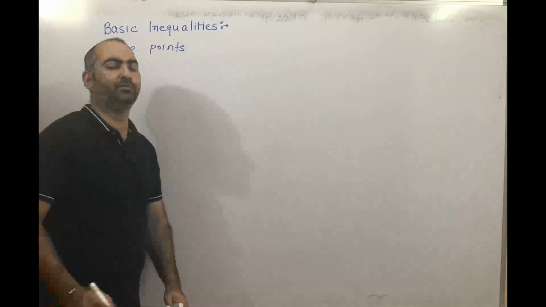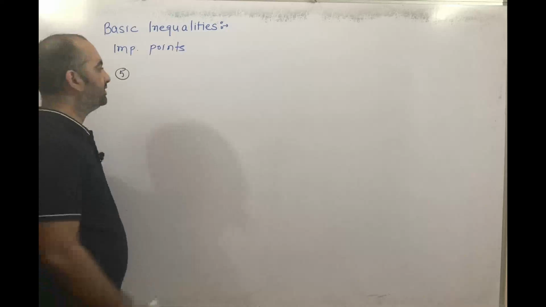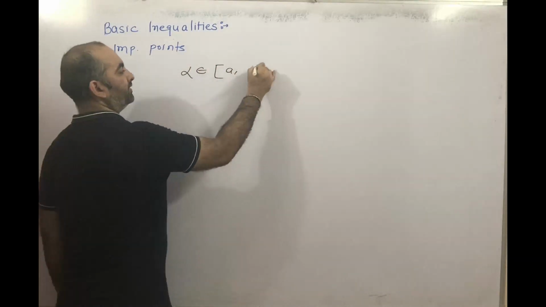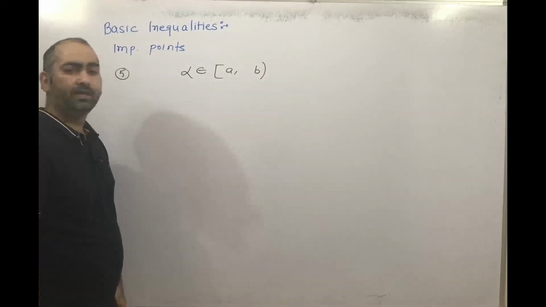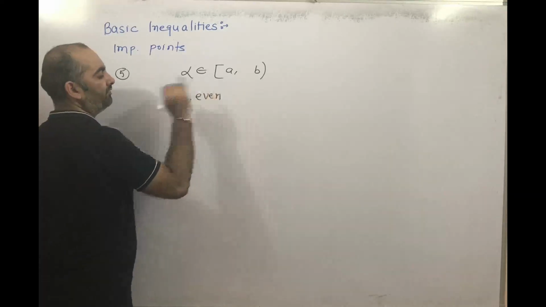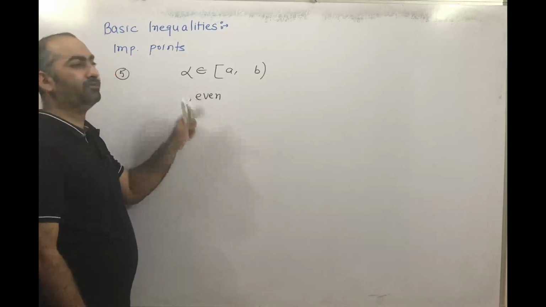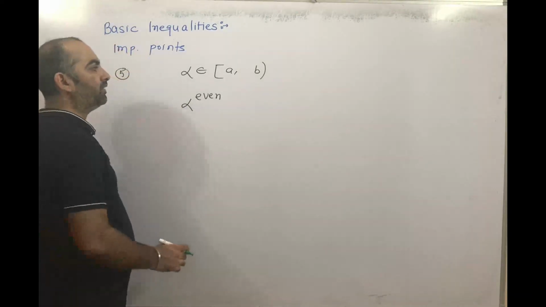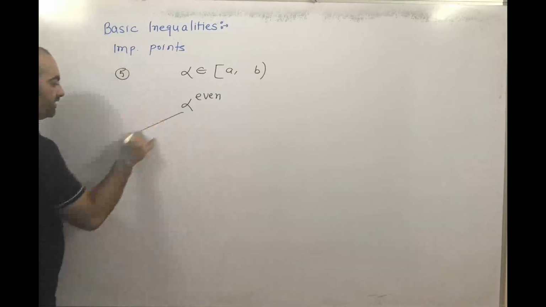Next we are discussing the fifth point. The fifth point is very simple, so I am discussing it directly. See, if I have alpha belonging to the closed interval [a, b], and you want alpha to the power of an even number, like alpha square or alpha power 4, so what will come? That depends on the values of a and b. So there are three categories.